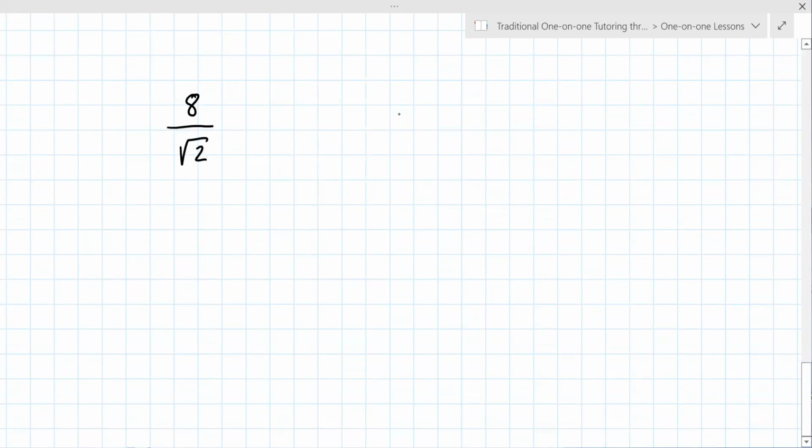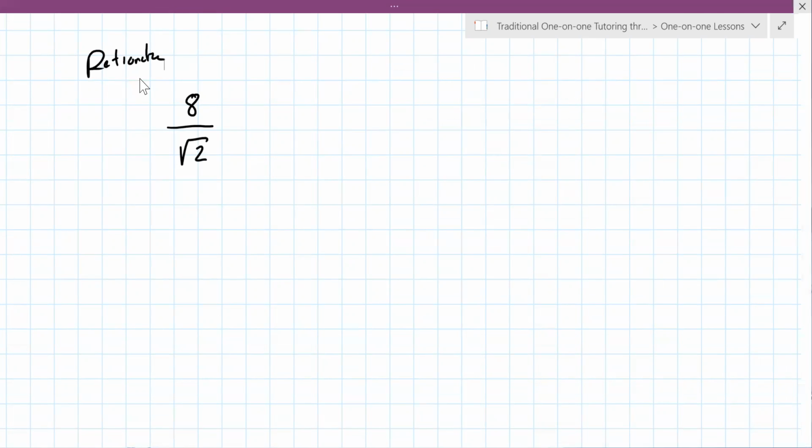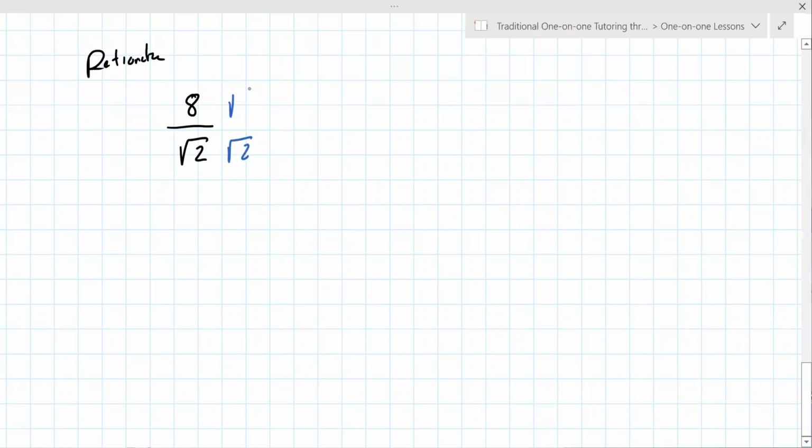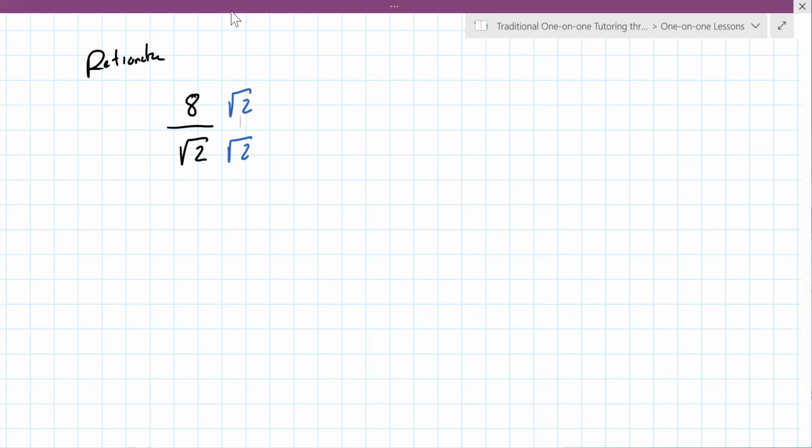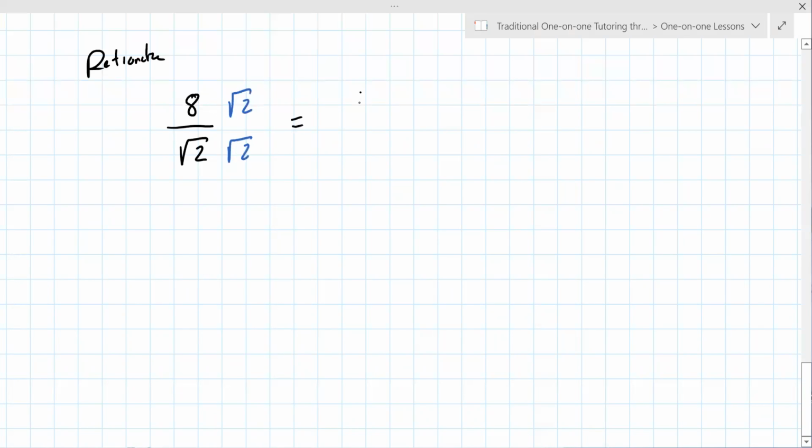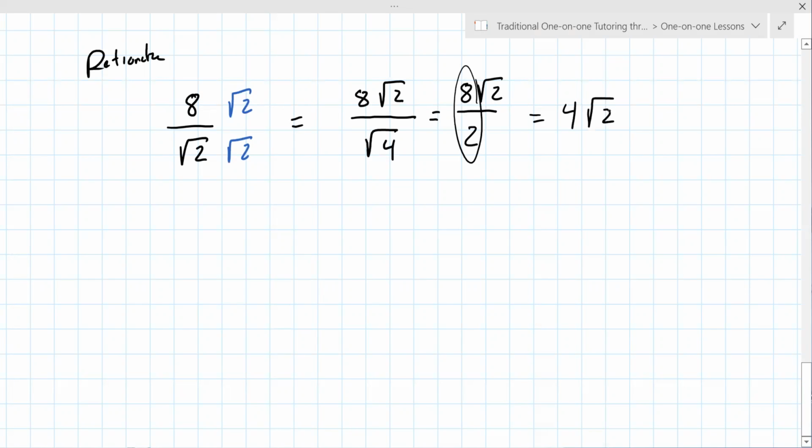So let's say you were asked to rationalize the following: 8 divided by the square root of 2. Rationalizing means to get the root out of the bottom. And you do that by multiplying the top and bottom by the same root. So in the numerator, it becomes 8 square root 2. In the denominator, it's the square root of 4. But the square root of 4 is a whole number. It's 2. Now you can divide 8 and 2 and get 4 square root 2.